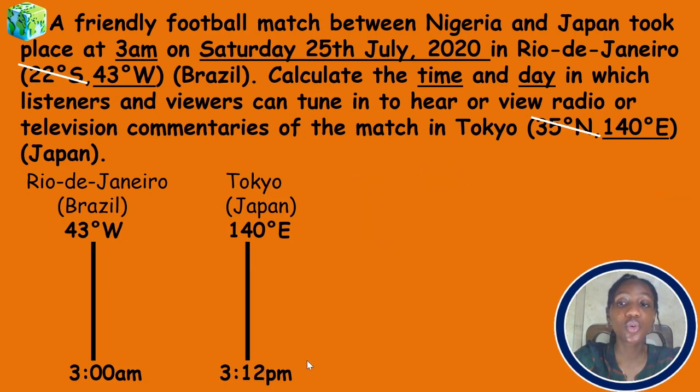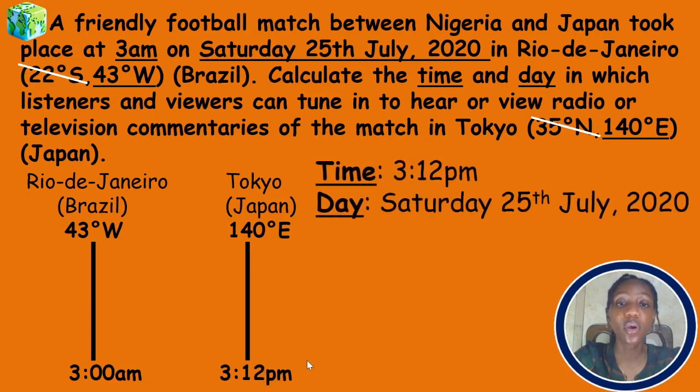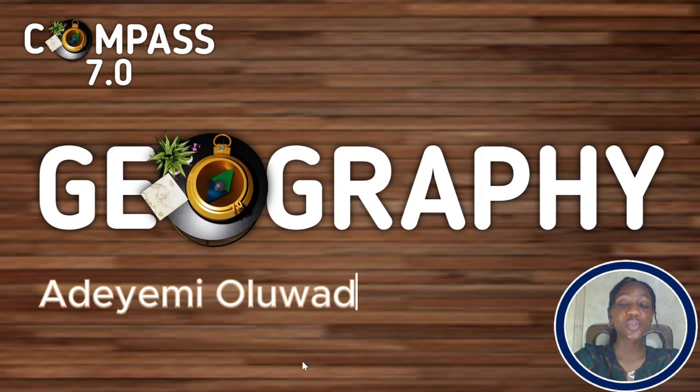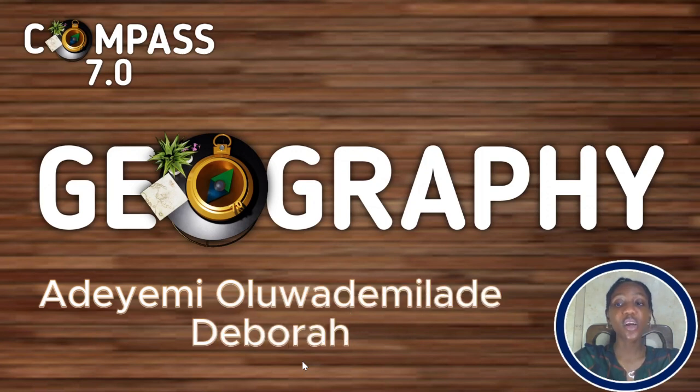So the time in Tokyo is 3:12 p.m. on Saturday, 25th July 2020, and at this time, the listeners and viewers can tune in to hear the commentary of the match. And that brings us to the end of our video. I know some of these calculations were not straightforward, but make sure you rewatch any of the question solutions that you didn't quite understand. These are the questions you won't be able to escape in objective, and if you're lucky enough, you might see it in theory.